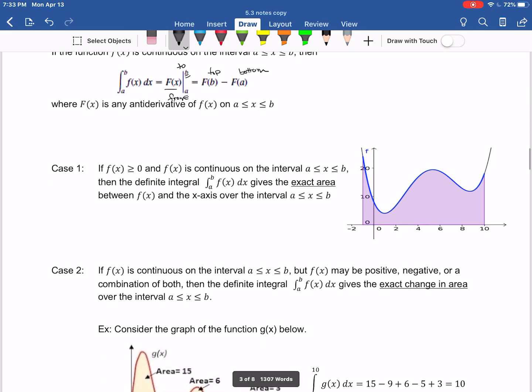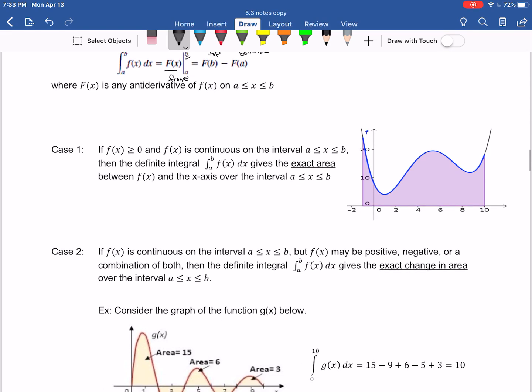So for the first case, as I mentioned up above, your function is completely positive, so it stays on or above the x-axis. When you integrate from A to B, when this function is continuous from A to B, that gives you the exact area between the function and the x-axis. That is the exact area. How much area is there?